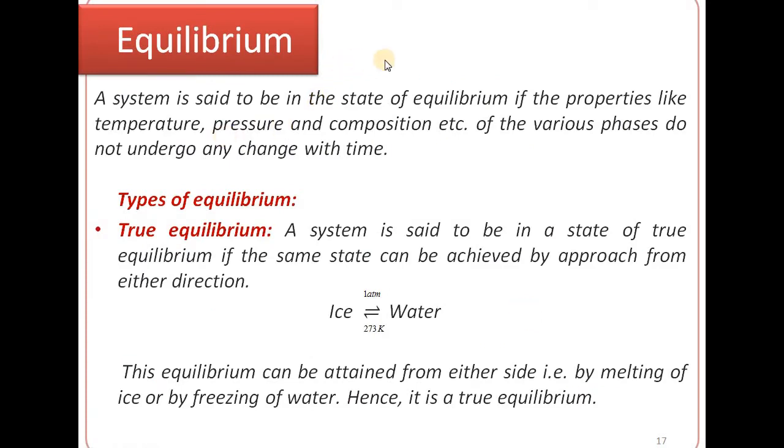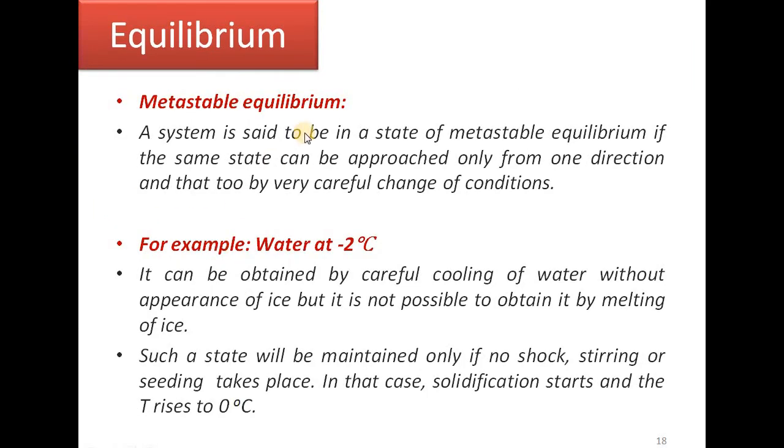Now, next is the concept of equilibrium. A system is said to be in the state of equilibrium if the properties like temperature, pressure and composition of various phases are not undergoing any change with time. They are remaining the same. So different types of equilibrium are there: true equilibrium and metastable equilibrium.